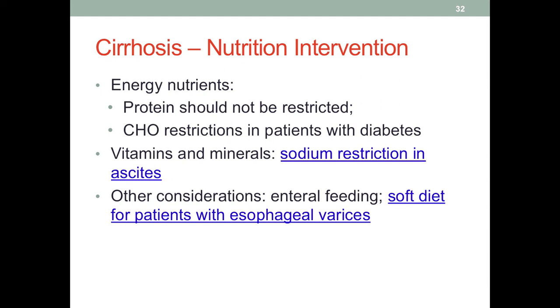And for other considerations, we may want to consider enteral feeding in certain cases, if they couldn't be taking adequate oral intake for a long period of time. Also, we want to make sure the texture of the diet is soft, especially for patients with varices. So we already mentioned that this is a condition with enlarged GI veins due to portal hypertension. And if we have hard or sharp texture of food consumed, this could literally cause the bleeding of the veins with the varices, so the hard food rubbing against those enlarged GI veins could cause bleeding.